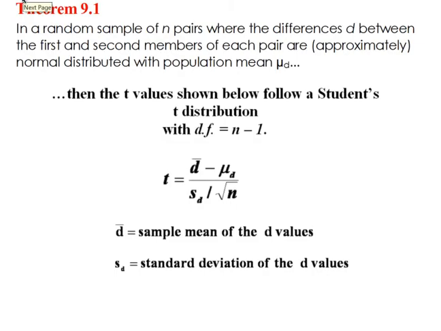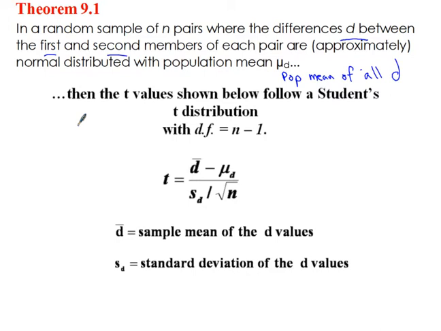Okay, so theorem 9.1, you don't need to remember the 9.1 label, but in a random sample of n pairs where the differences are now d. You're going to come across this d, and it basically means the difference between the first member and the second member of each pair. It's going to approximately follow the normal distribution for the mean of all the differences. So this is the population mean of all d's, or differences. And what I mean by difference is person before, person after, subtract the two, there's your difference. Okay, the following is going to be true.